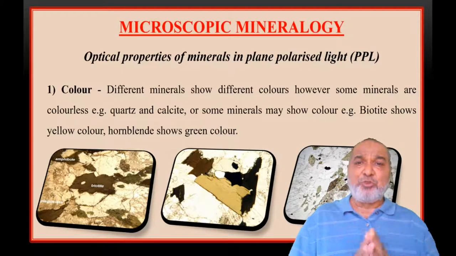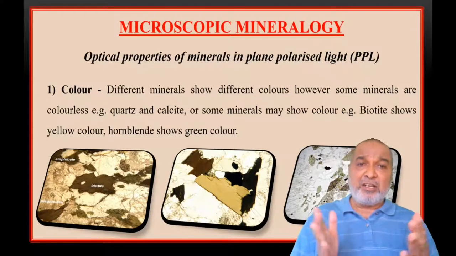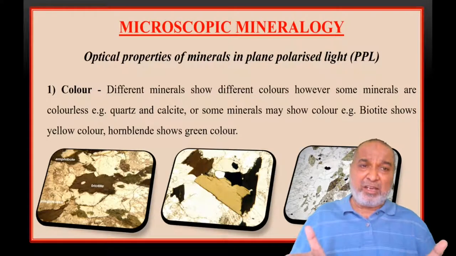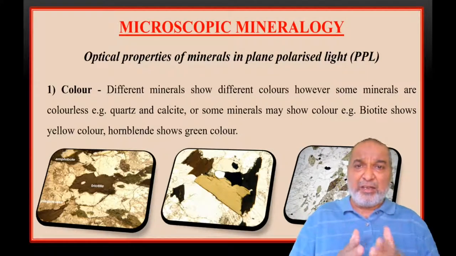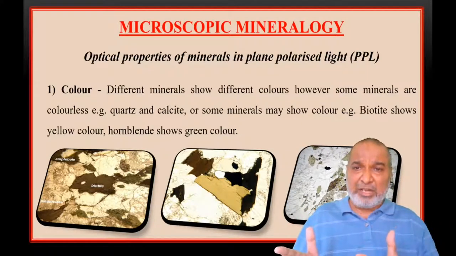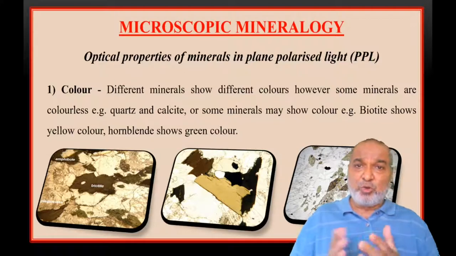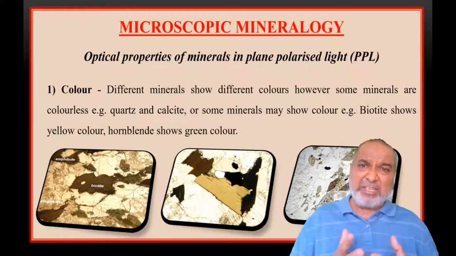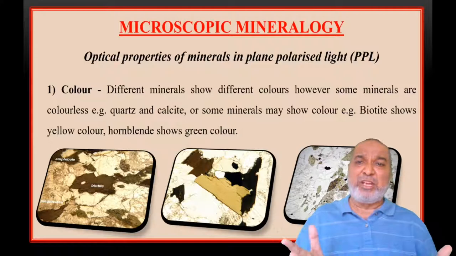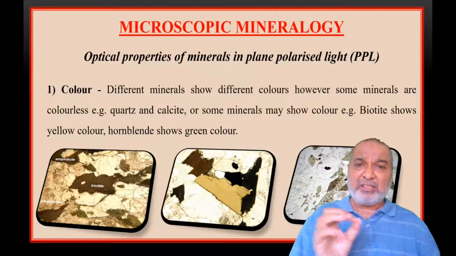Here we have two groups. One is colored and the second is colorless. So minerals have been broadly divided into two categories based on colorless and colored. Those which are colorless include quartz, calcite, plagioclase, orthoclase, microcline. These are the colorless minerals. If we can't see any color in the mineral, just write down that the color is colorless.